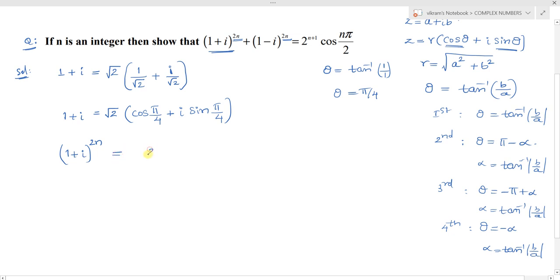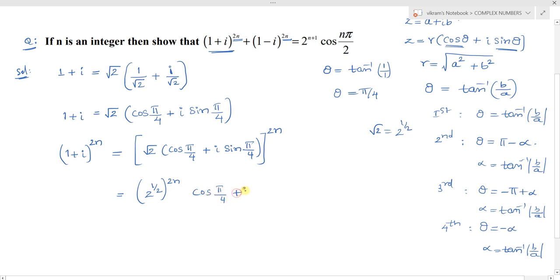Now we can write this as (root 2 into cos pi by 4 plus i sine pi by 4) whole power 2n. 1 plus i is expressed in polar form as root 2 into cos pi by 4 plus i sine pi by 4. Now root 2 can be written as 2 power 1 by 2. So we can write this as (2 power 1 by 2) power 2n into (cos pi by 4 plus i sine pi by 4) power 2n.